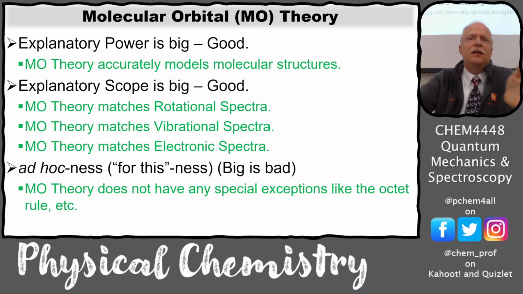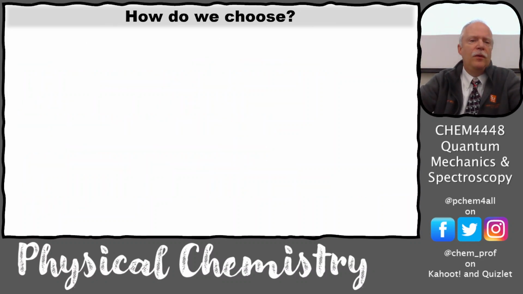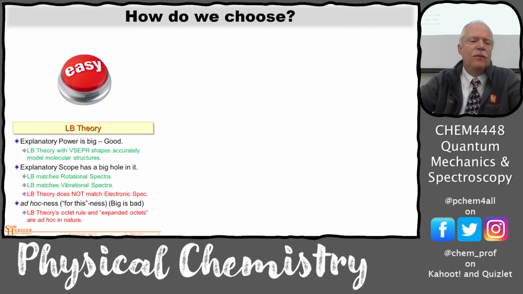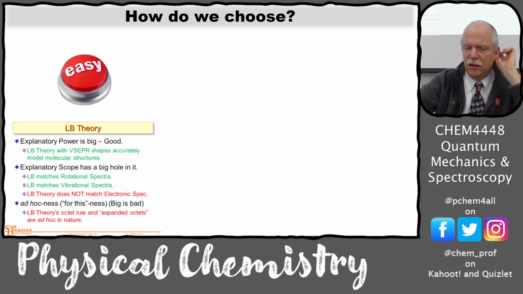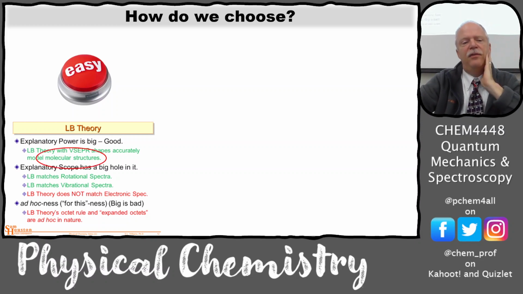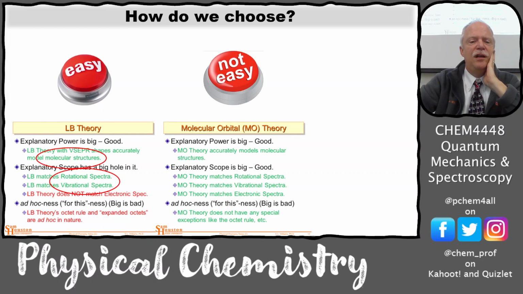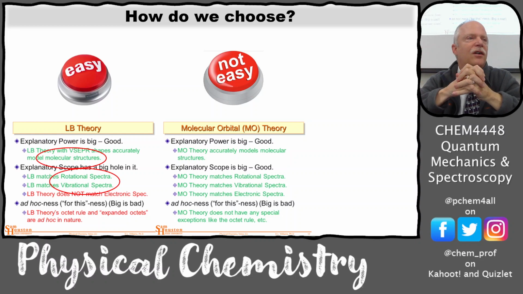So what do we do with this information? Right? We have an easy theory that has some holes in it. And then we have a not so easy theory that covers everything. And so what would you prefer to do? Like if you were given the tool and I say, okay, tell me the structure of water, what would you prefer to do?